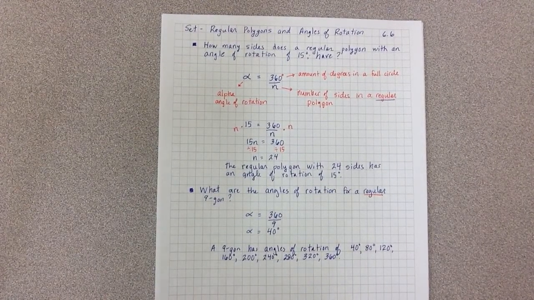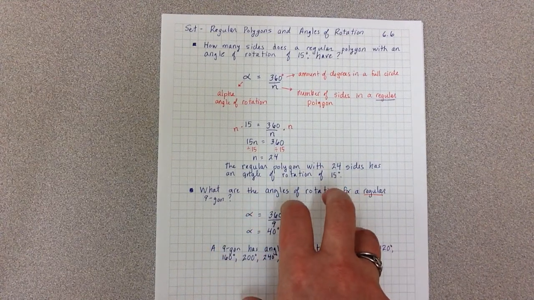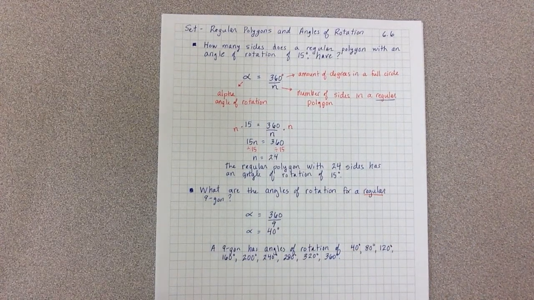So this means if I take my regular 9-gon and I go 40 degrees, I end up on myself. 80 degrees, end up on myself. 120, 160. So I need to list them all because that's all the angles of rotation that end the 9-gon ending up back onto itself.